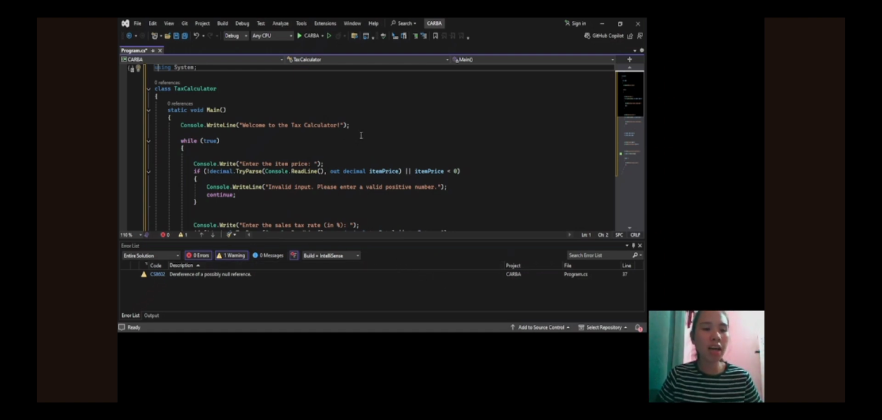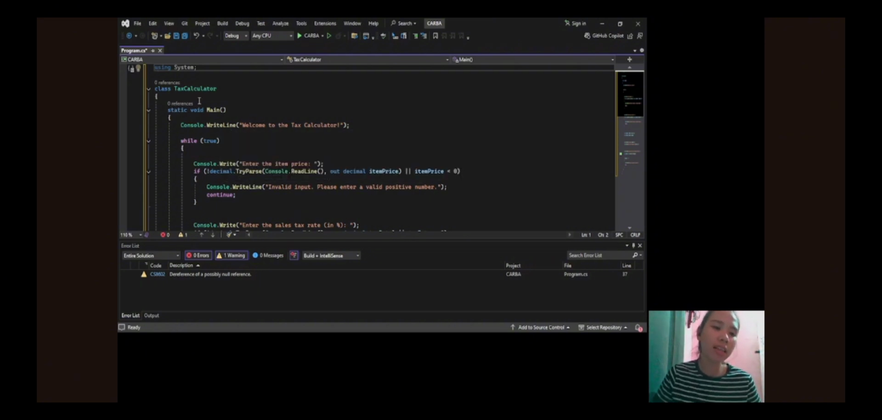So the first line, Miss, using System, allows the program to use built-in .NET functionality, like the input and output, such as Console.WriteLine or Console.ReadLine. The next line, class TaxCalculator, is the name of our program, which is Tax Calculator. This line contains the logic of the program.